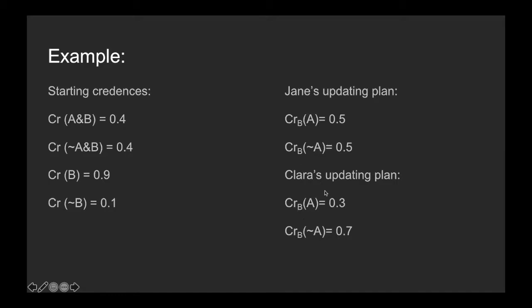Now they're both coherent after they update on B, but if we look back at the starting credences, it seems like Jane's updating plan is a bit better because it seems more in line with the starting credences, right? The A and not A credences before B is learned give equal weight to these. And it just seems like Jane's updating plan is more communicating with that than Clara's updating plan. Okay, but that's just an intuition for now. There's a question of whether we can find some explanation for why we think that.